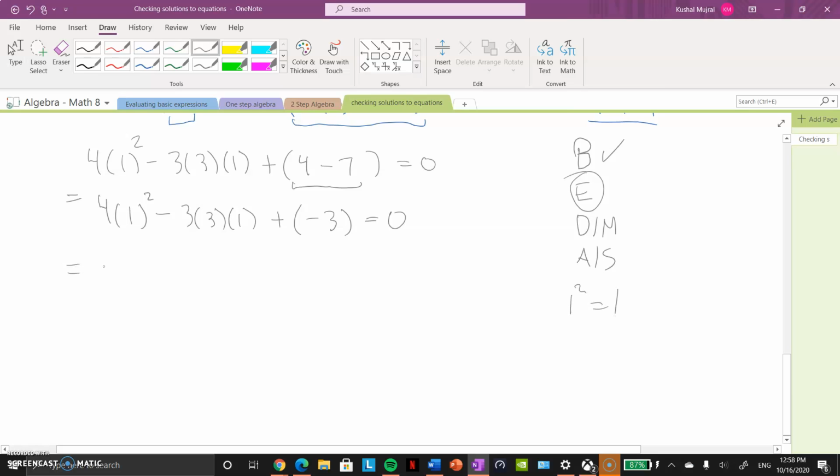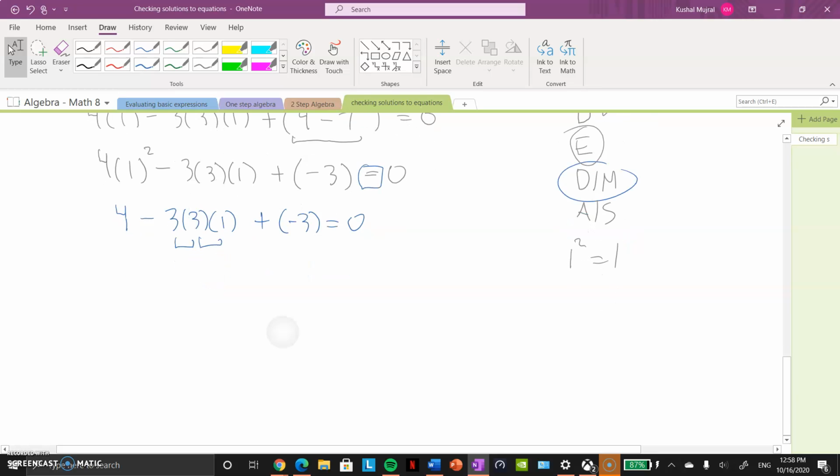I keep putting this equal sign. I'm not supposed to put the equal sign just because there's already an equals here, okay? There's no point putting 2 equal signs, okay? So 4 times 1 squared is just 4, because 1 squared is just 1, minus 3 times 1 plus negative 3 equals 0. Now I'm going to solve this multiplication here, okay? This is a multiplication, then we'll solve this multiplication. So this becomes 4 minus 3 times 3 is 9 times 1 plus negative 3 equals 0.